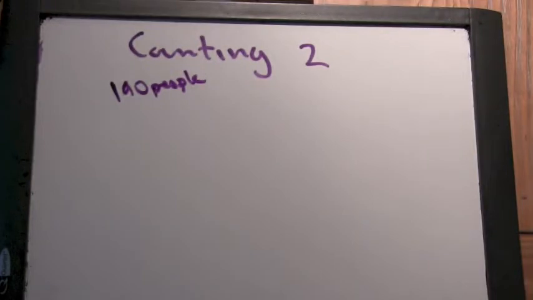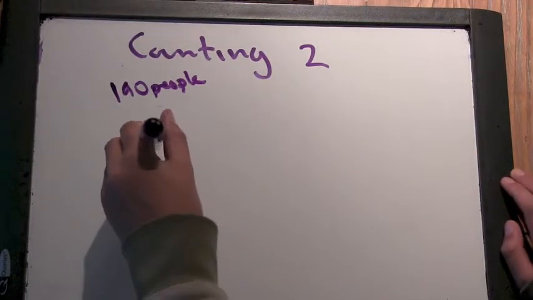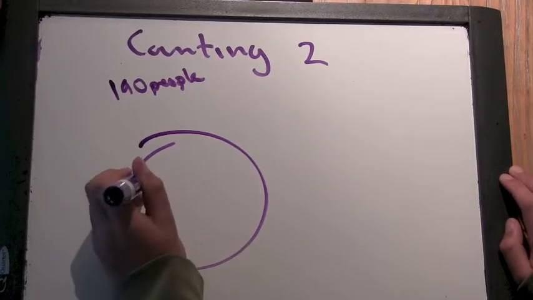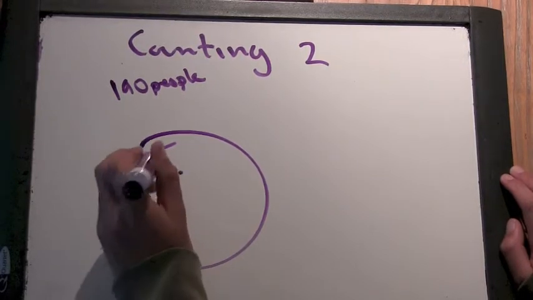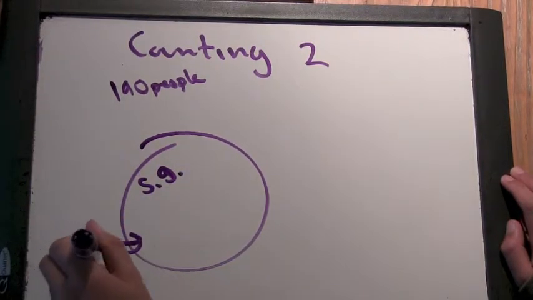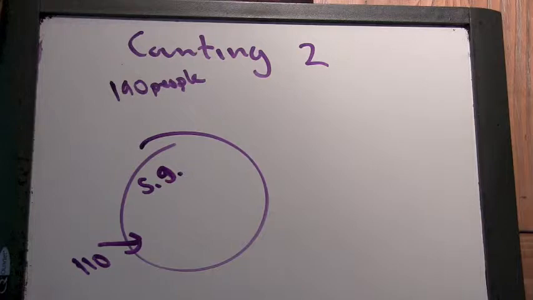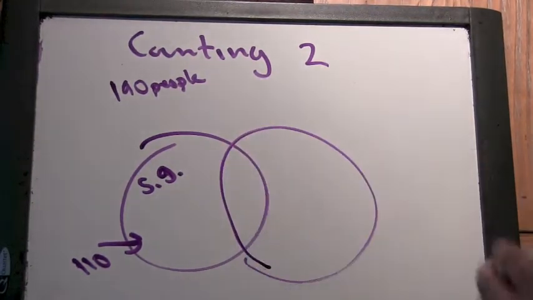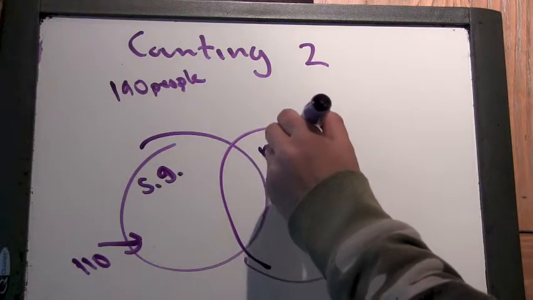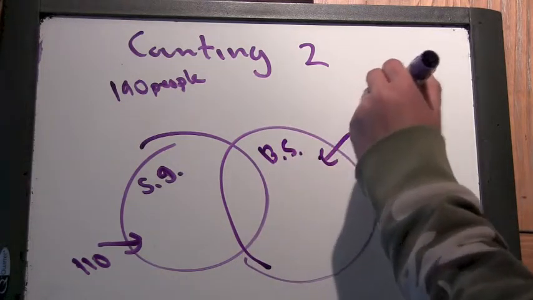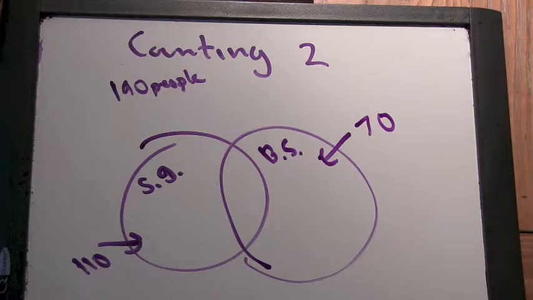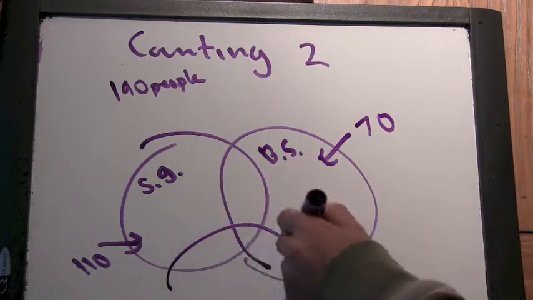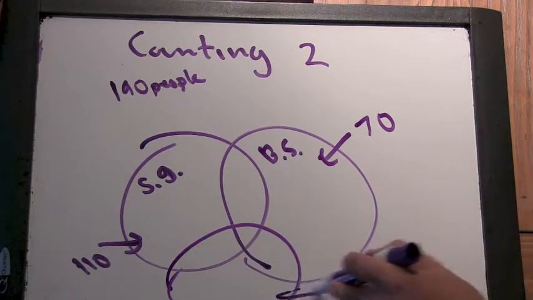Okay, 110 people are wearing sunglasses. So it looks like we have sunglasses, 110. Yep. 70 are wearing bathing suits. So I'll make an overlap just in case. 70. And 95 are wearing a hat. So 95.